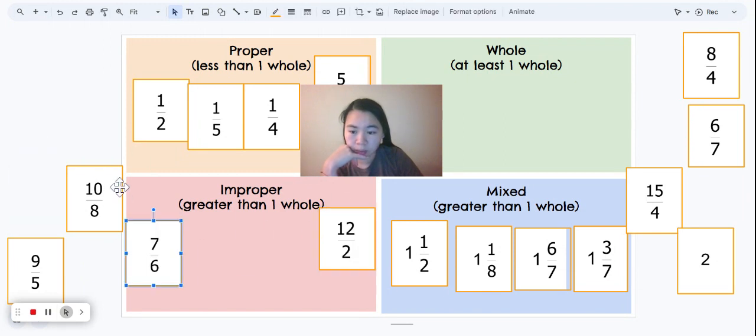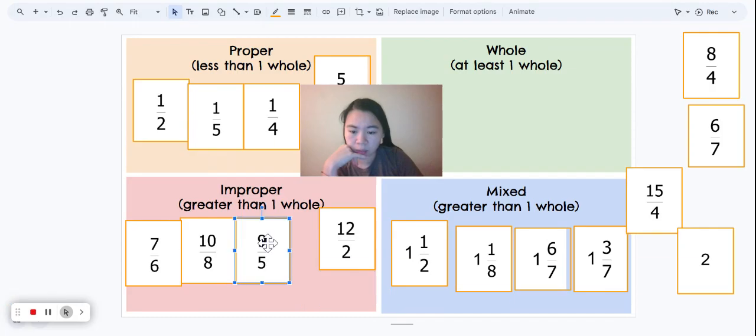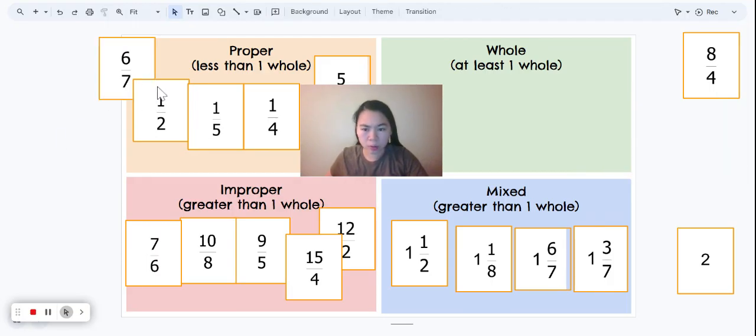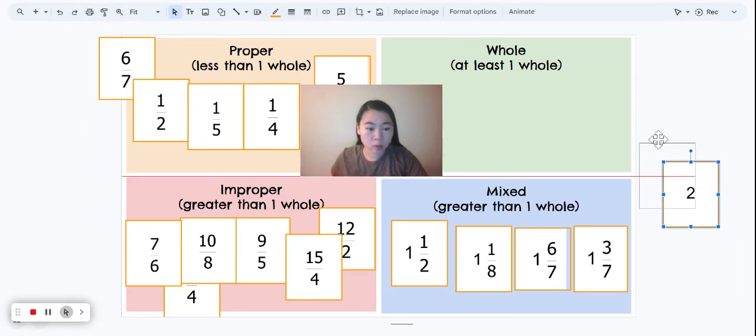12/2, 7/6, 10/8, 9/5. Those are all top is heavier than the bottom. 15/4. Oh, I missed a 6/7. 6/7 is right here a proper. 8/4. And okay. And then this whole number 2 goes here.